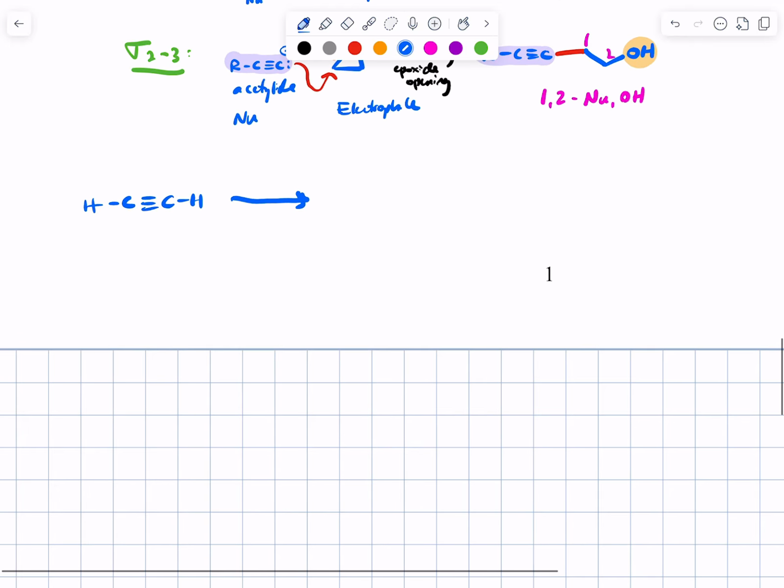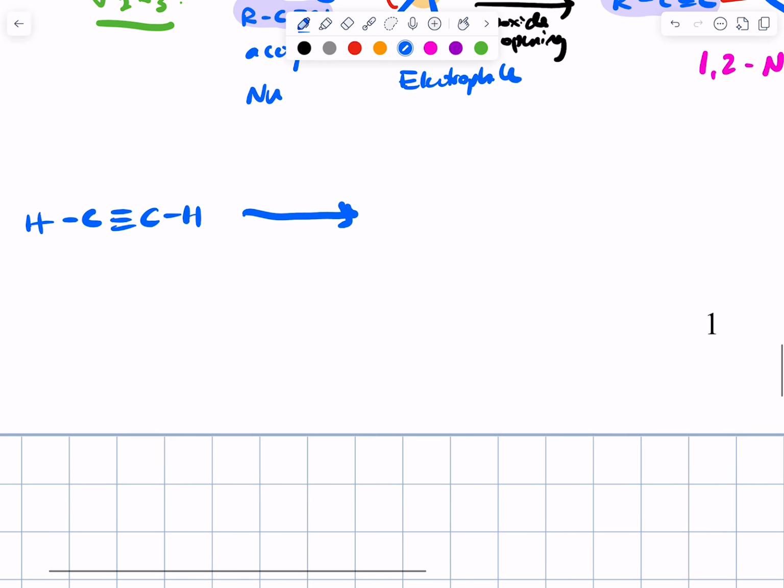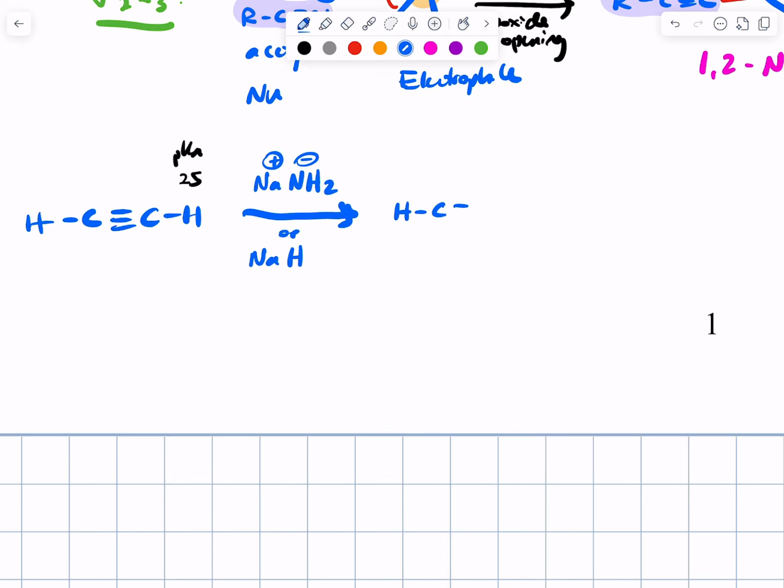So, presumably, you remove the proton from the alkyne to turn it into a nucleophile. Now, the pKa for that proton is 25, so you need a strong base. One of the bases that is used commonly is NaNH2, where Na is plus, NH2 is minus. Alternatively, you can use NaH. Both of those are bases whose conjugate acids have pKa's greater than 25. So that's just acetylide deprotonation.